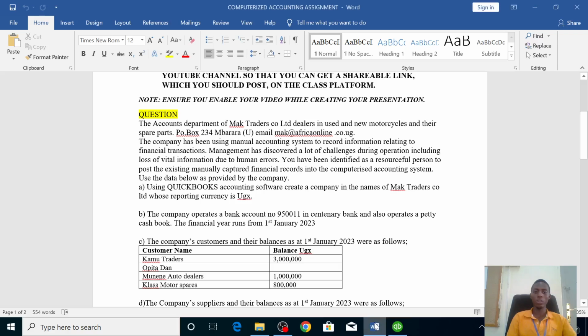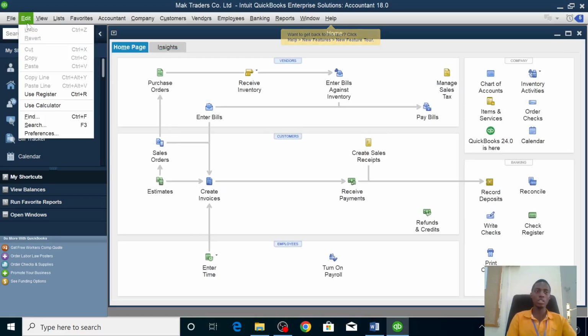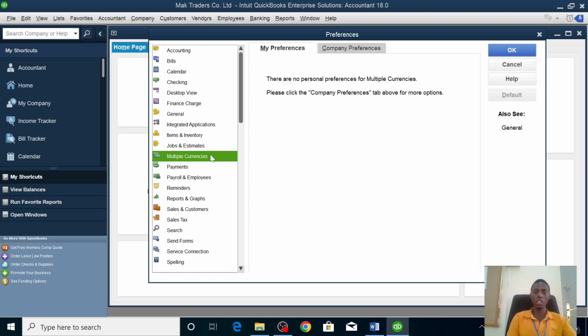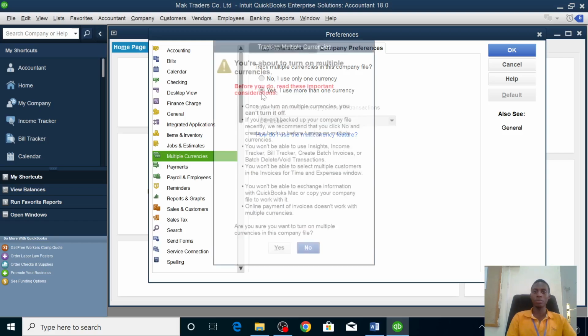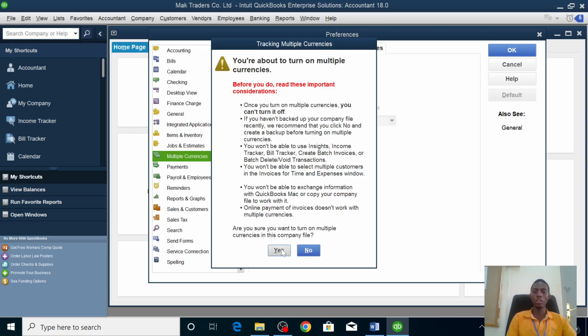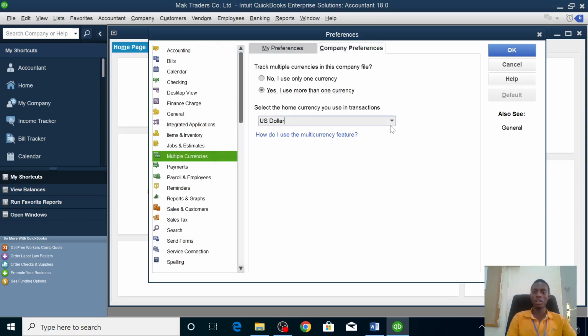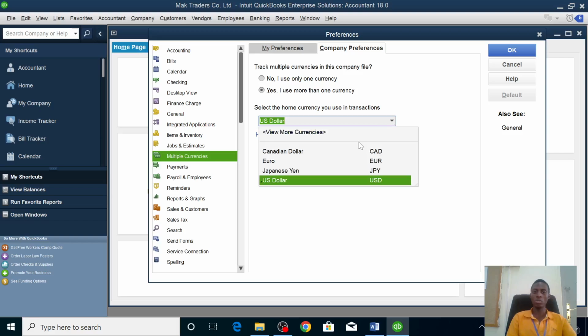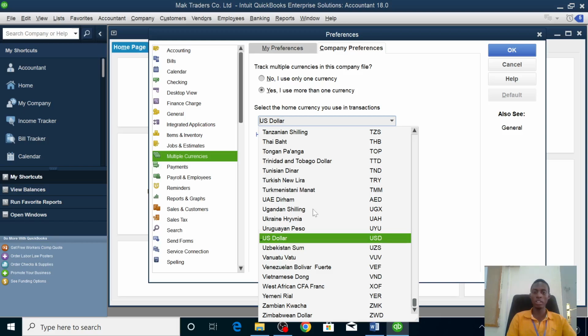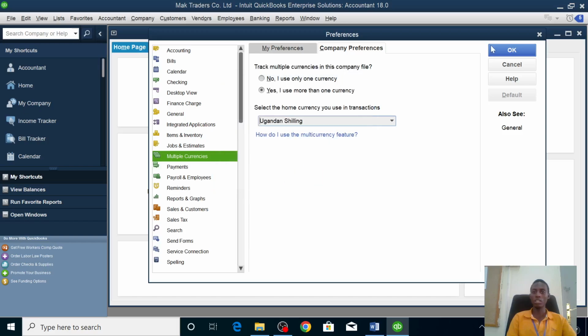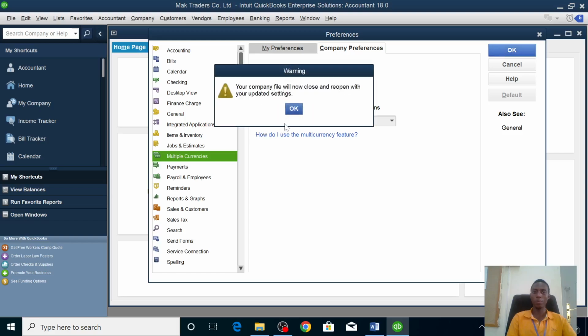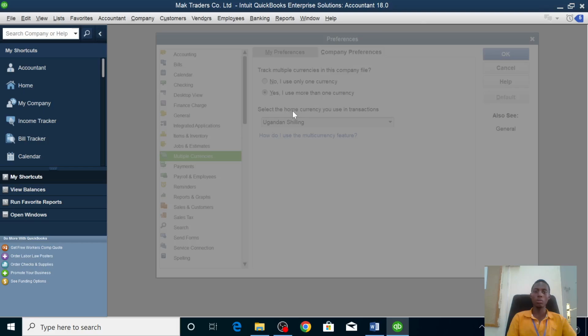From here, we were told that the reporting currency is UGX, so we come to preferences. To edit, we select preferences, select our multiple currency, company preferences. I say I have to add more than one, yes. Since it's not here, I view more currencies and select my UGX and make it active. Yes, then I say okay. The company will close here, but it will reopen again.